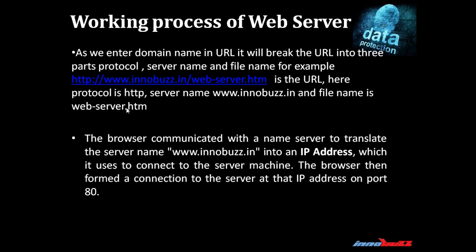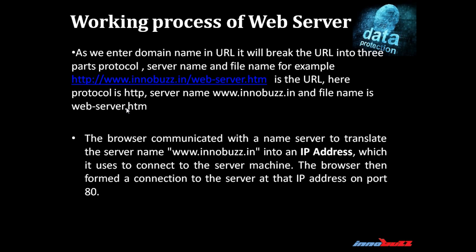As we enter a domain name in the URL, it will break the URL into three parts, namely protocol, server name, and file name. For example, http://www.innovus.in/webserver.htm is the URL. Here, protocol is HTTP, server name is www.innovus.in, and file name is webserver.htm.